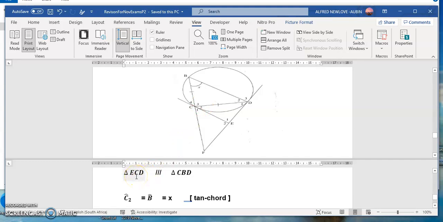Okay, C and B. Which C are we talking about? C on this triangle is C2. Then B on this is x. This one is easy to prove because we proved it above. So you can pick that one and say C2 is equal to B, which is the same as x. And if you check this, it is the tan chord theorem.